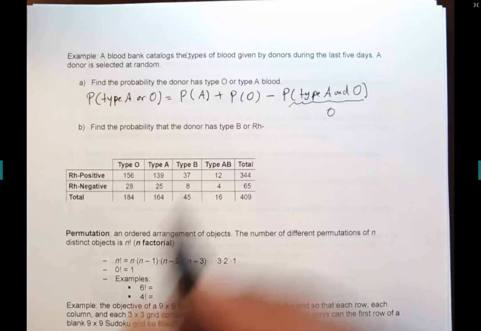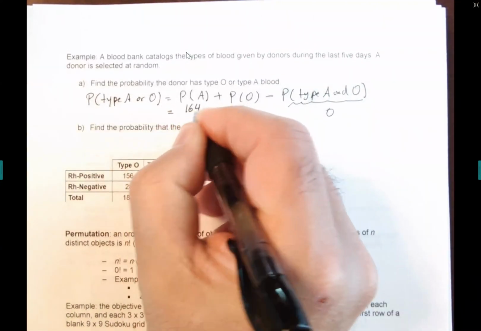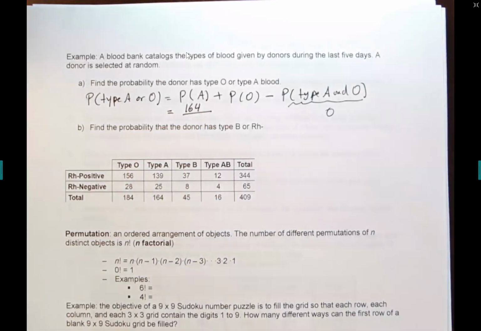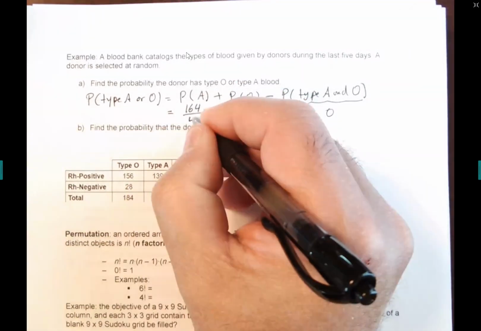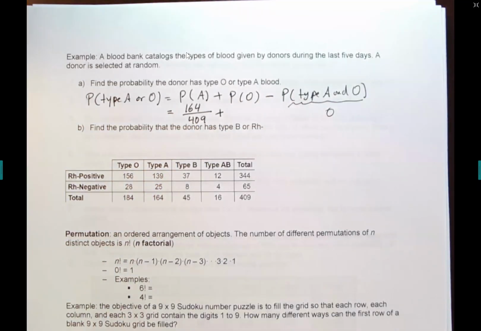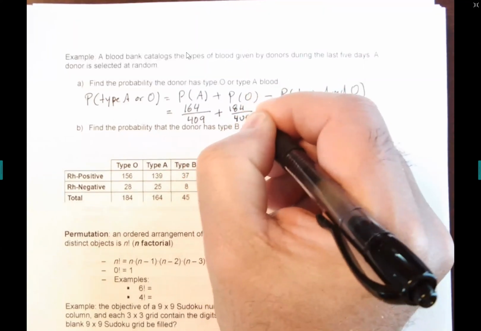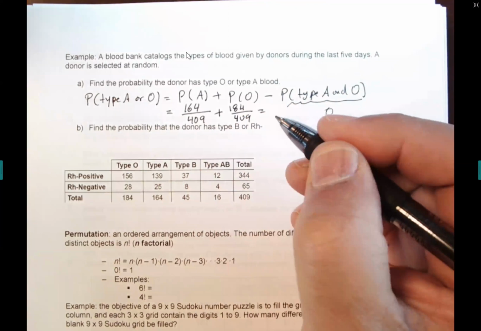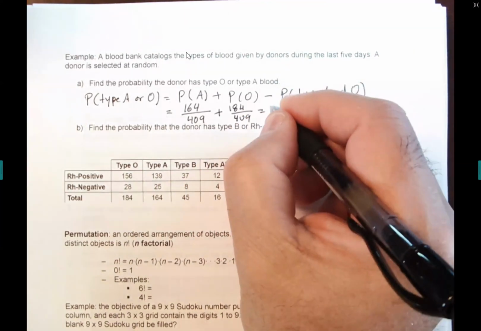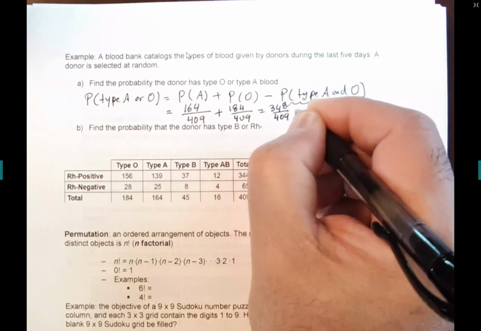164 over... It's always over the denominator. 409. 409, exactly. Plus, what's the probability of selecting a donor that has a type O? 184. 184 over, and always say 409, the denominator. Okay, that's the answer. So I have 348 divided by 409. That's the answer.